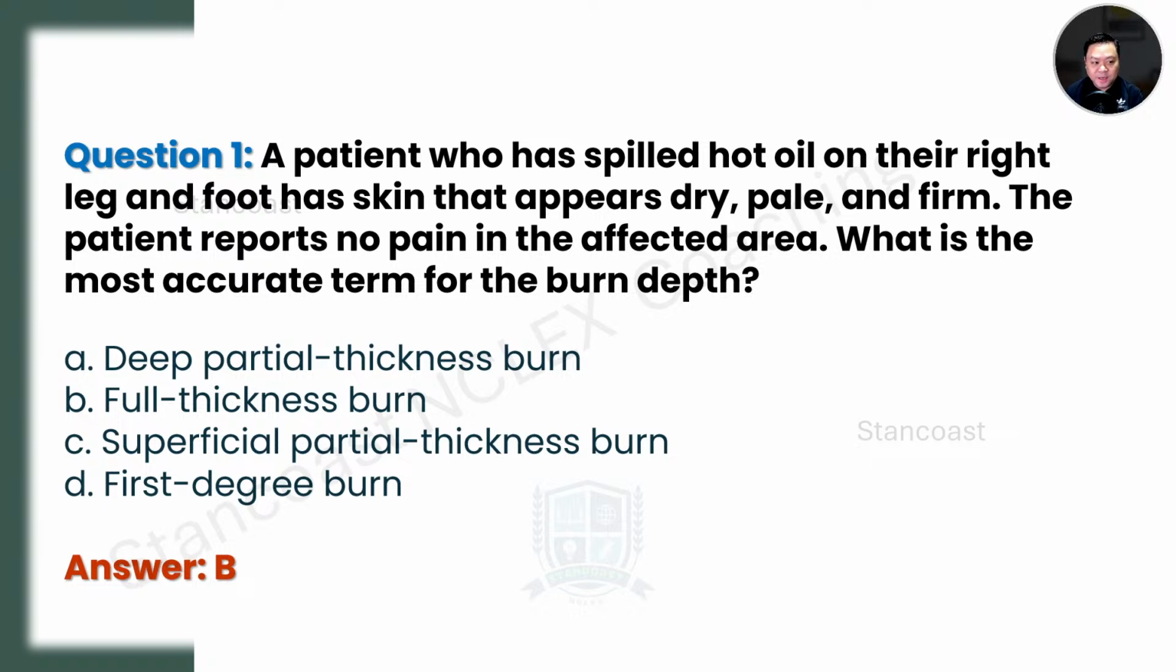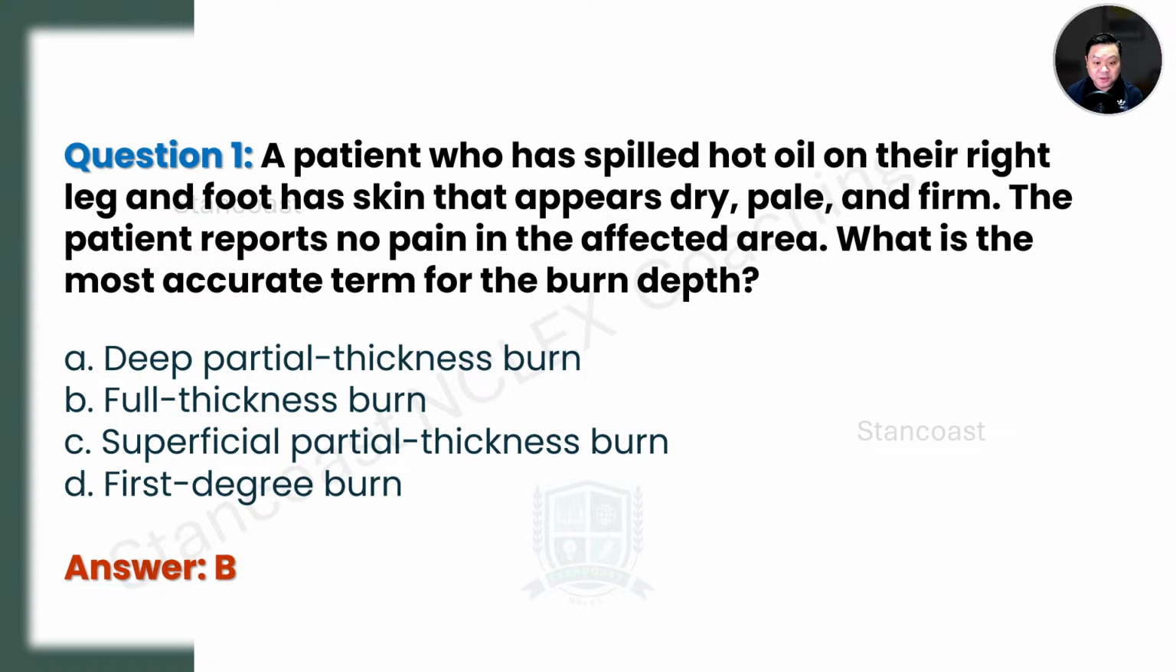Now, why not letter A, deep partial thickness burn? This type of burn will often show the formation of the blisters. There's going to be redness or erythema. It is painful, unlike a full thickness burn. So A is incorrect. Now, what about letter C, superficial partial thickness burn? This is going to show us a red skin discoloration without blistering, and it doesn't really match the description provided in our question.